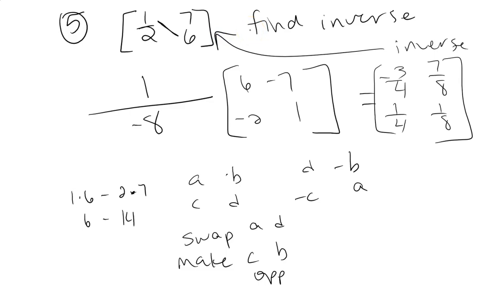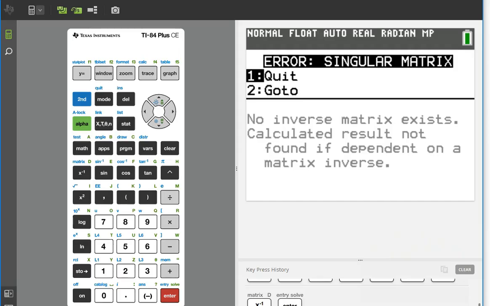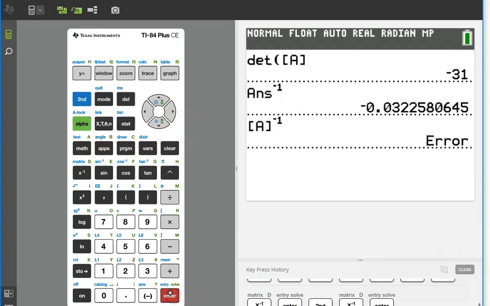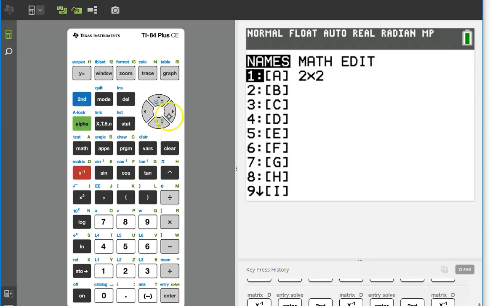Okay, once again, we can do this in our calculator. So I'm going to go back here. I'm going to go back to second matrix. Oh, first I'm going to do that. Second matrix, and I'm going to edit.